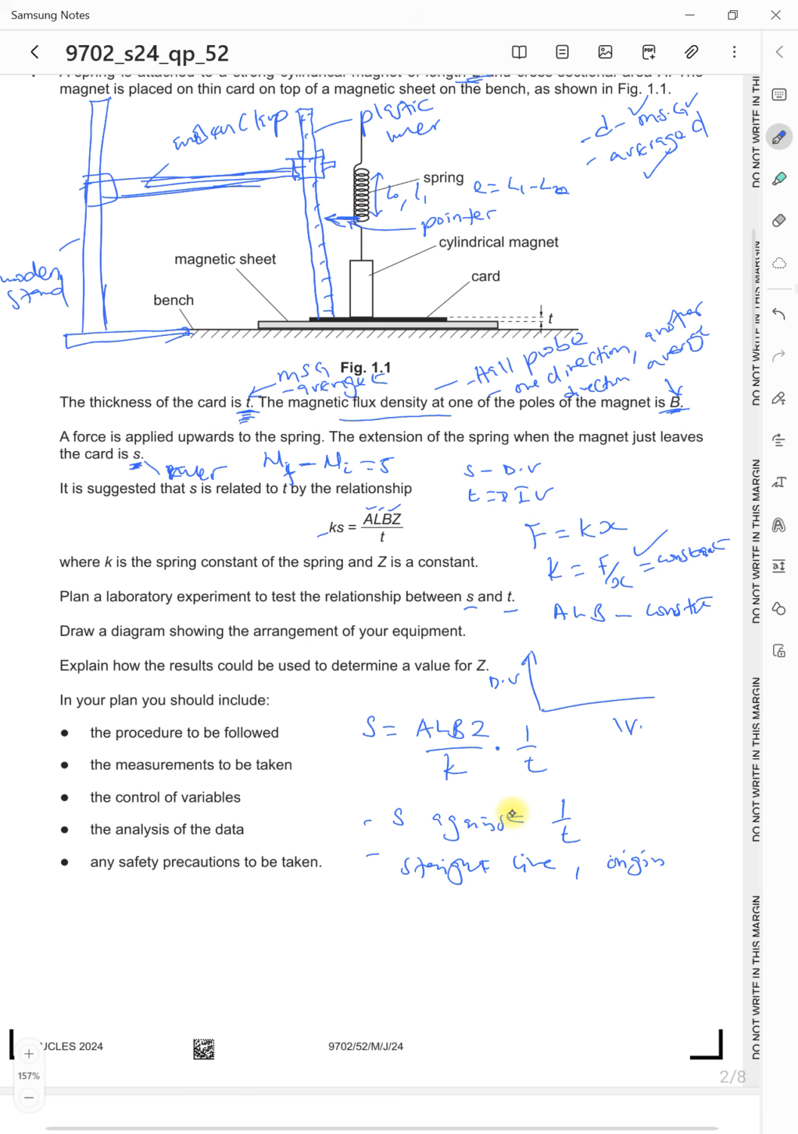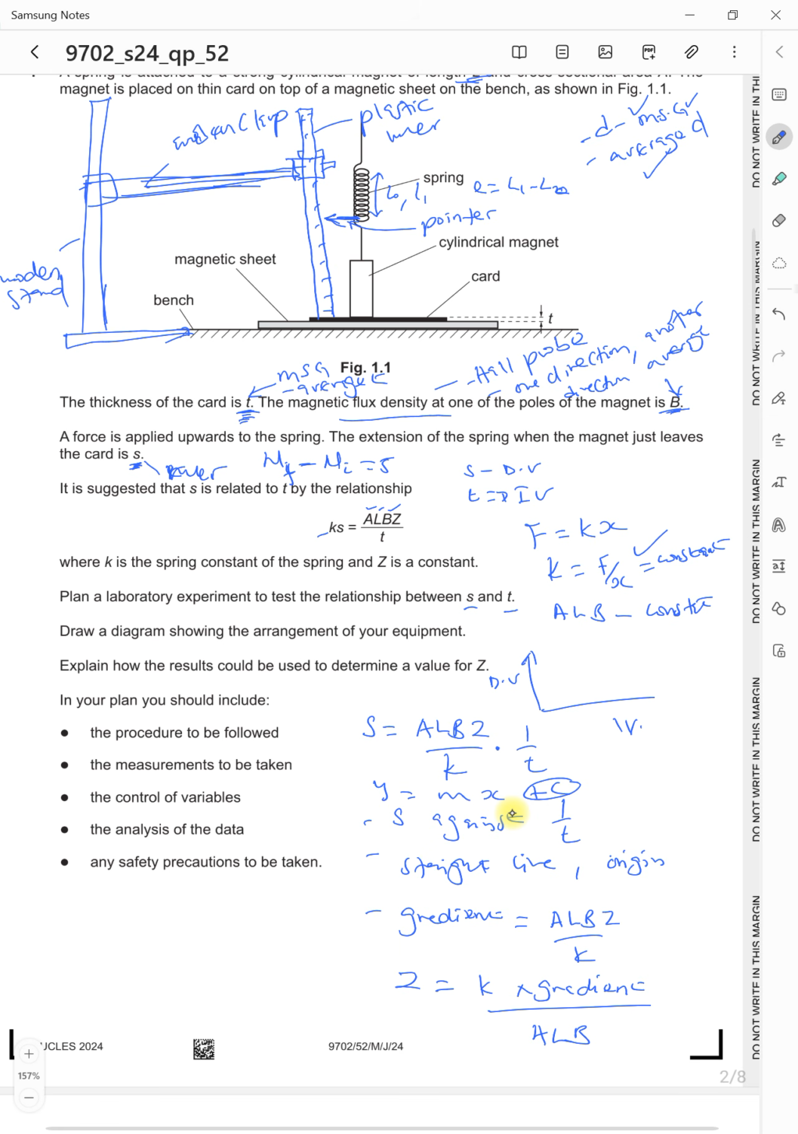And then to find Z, the gradient is going to be equal to ALBZ over K. Because when we compare this with y equals mx plus c, there is no y-intercept, so the gradient is going to be ALBZ over K, which means our Z is going to be equal to K times the gradient divided by ALB. Okay, so I think that skeleton is enough for us to now write an essay.